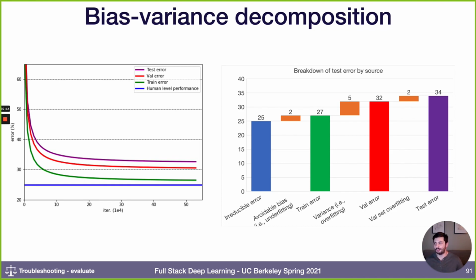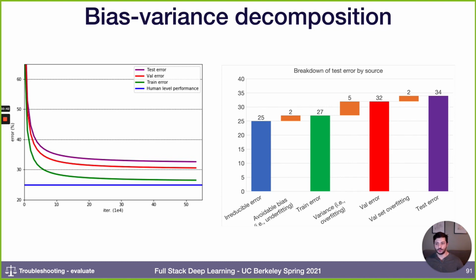So if you have a really strong human baseline, then you could say that that's your irreducible error. And then you look at the difference between your irreducible error and your training error, and that's a measure of avoidable bias, right? So how much your model is underfitting to that training set. Then you can look at the difference between your validation error and your training error, and that's a measure of variance. So how much you're overfitting to your training set.